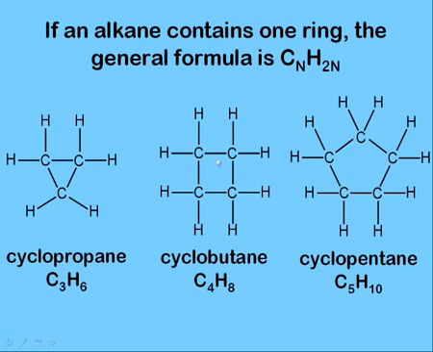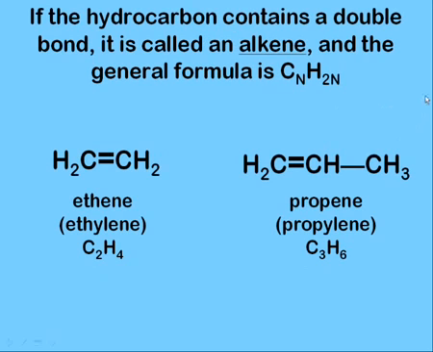Of course, 4 carbons is butane, but this is cyclobutane, C4H8. 5 carbons in a ring is called cyclopentane, C5H10. And you could have cyclohexane, cycloheptane, cyclooctane, etc.